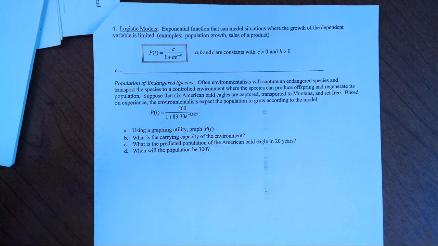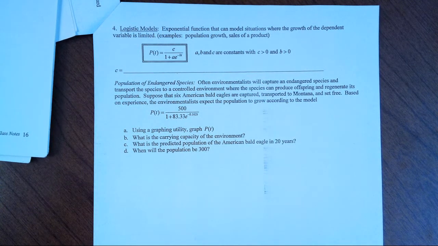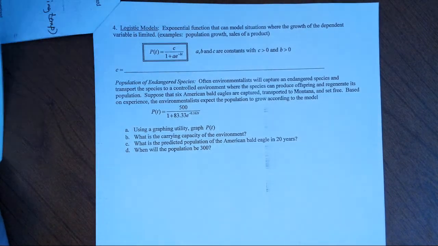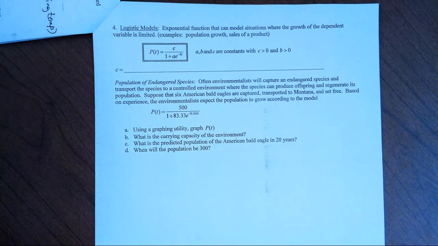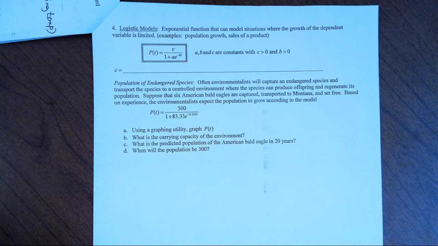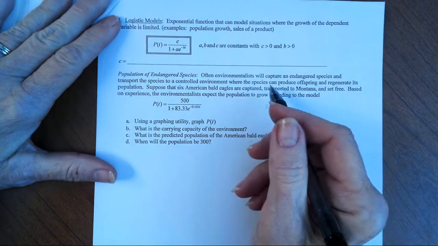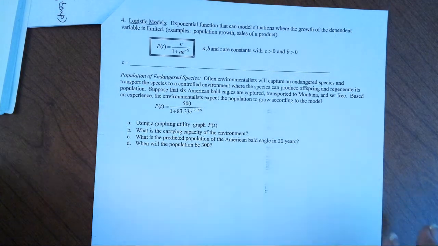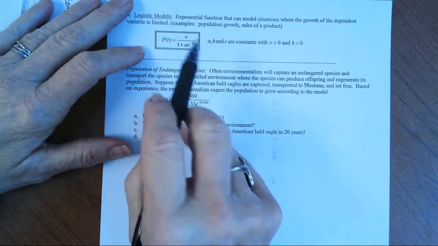Another application is something that sounds pretty intimidating, but it's probably the easiest stuff we'll be doing all year. It's the logistic model. It's super easy. It's an exponential function that we can use to model situations where the growth of the dependent variable is limited, so it's not unlimited growth. So population growth, sales over product, because as population grows, people are dying, so it's not unlimited, really.